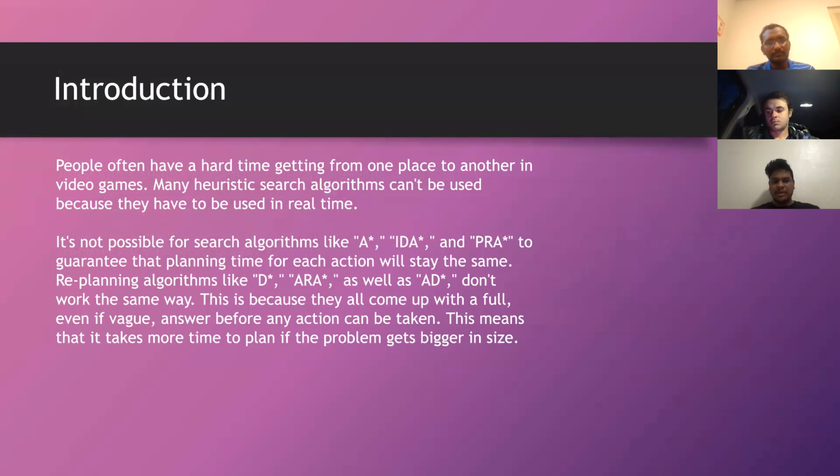time. It is not feasible for search algorithms such as A star or IDA star or PRA star to ensure that the amount of time spent planning each action will remain constant over time. D star, ARA star and AD star are some examples of replanning algorithms that do not operate in the same manner.